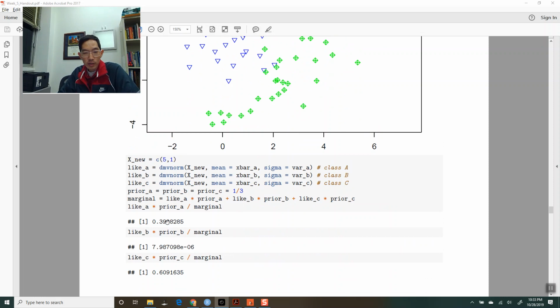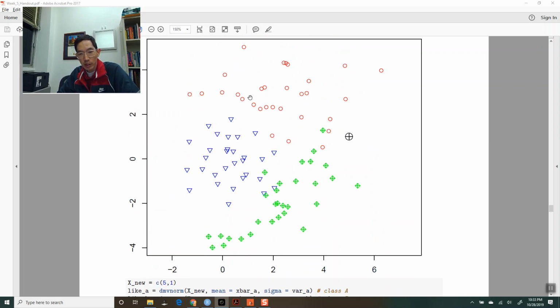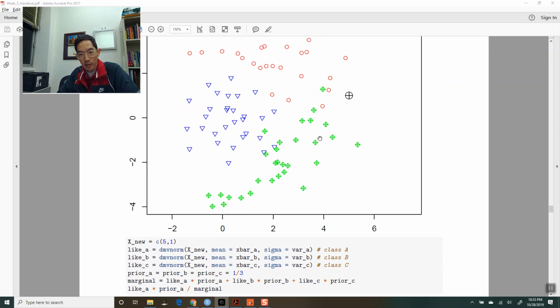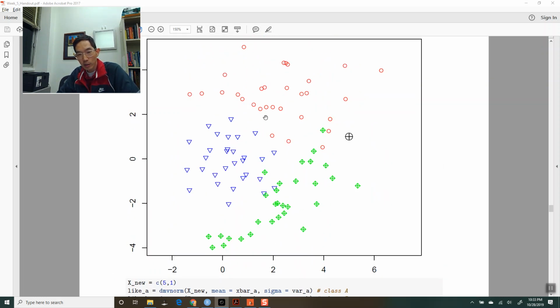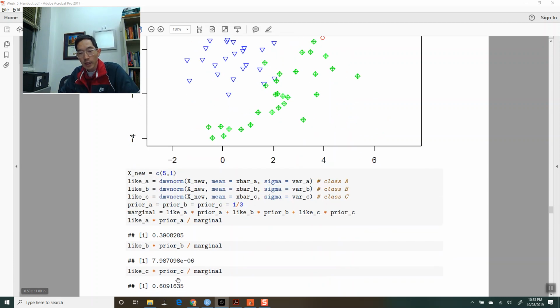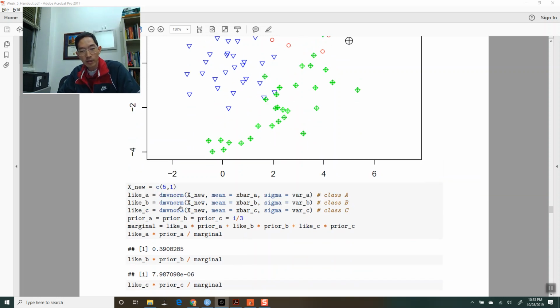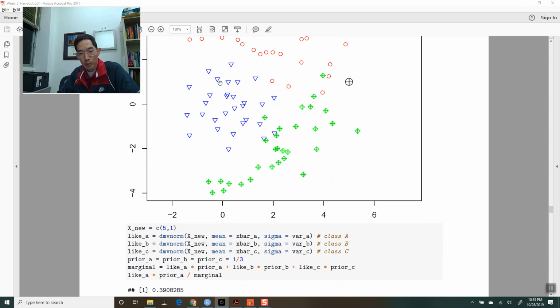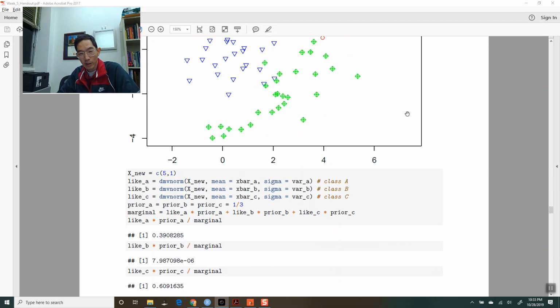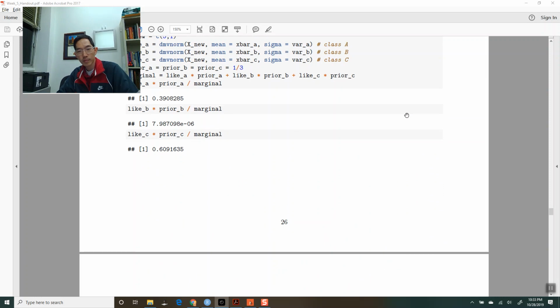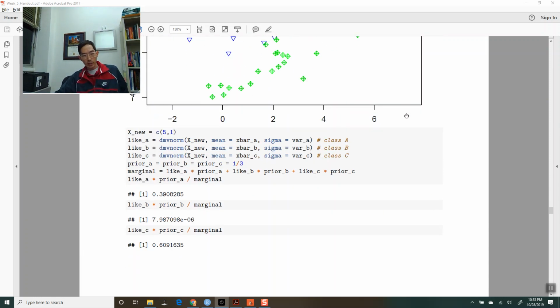And when we do this, it says it's around 39% belonging to class A and around 61% probability of belonging to class C, the green one. So 39% belonging to the red class, 61% belonging to the green class, and close to 0% belonging to the blue class. Again, because the probability that the blue class produces something way out here is very, very low, and that's what we get. So that's the Bayes classifier.